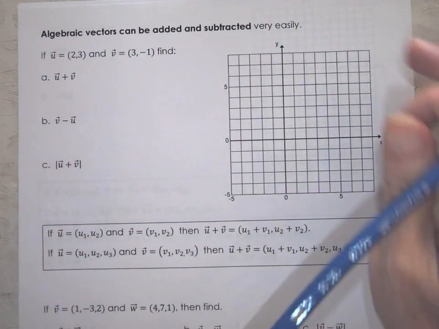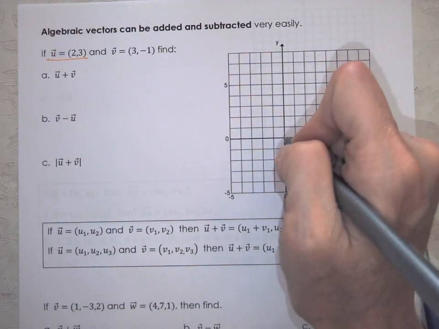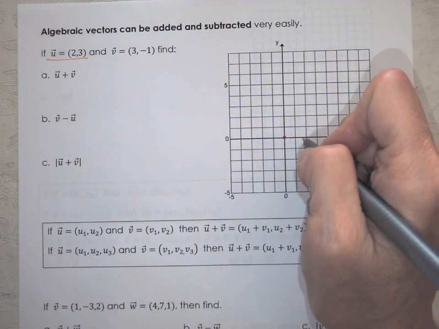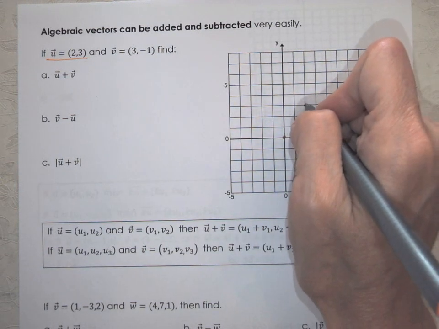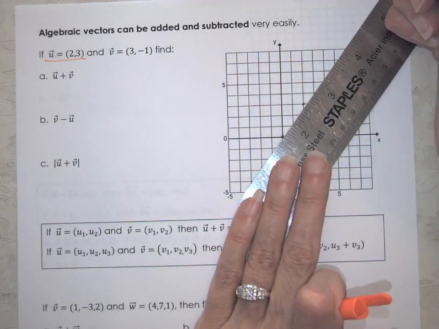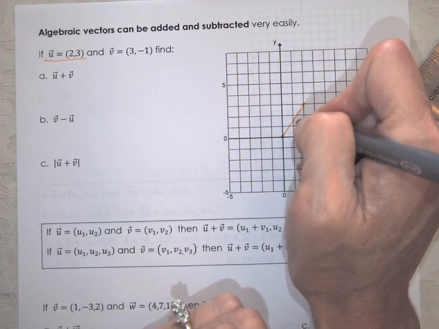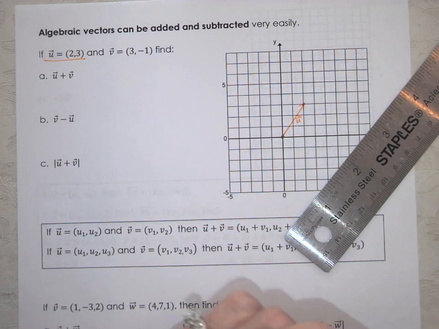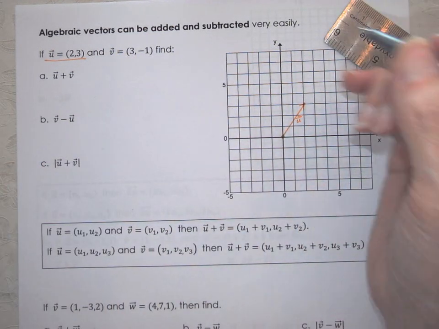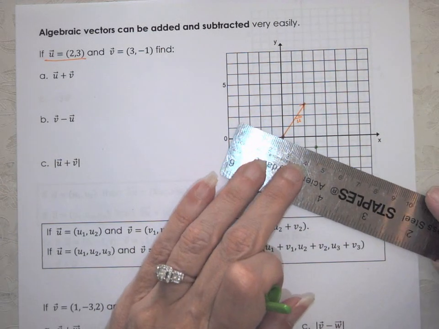So algebraic vectors can be added and subtracted very easily. So for example, if I have vector u, which is 2, 3, I'll draw this one in orange. So it starts at 0, 0 and ends at 2, 3. We're in 2 space right now. I can draw my vector u. So there's vector u. And I can also draw vector v, which starts at 0, 0 and ends at 3, negative 1. So here's vector v.